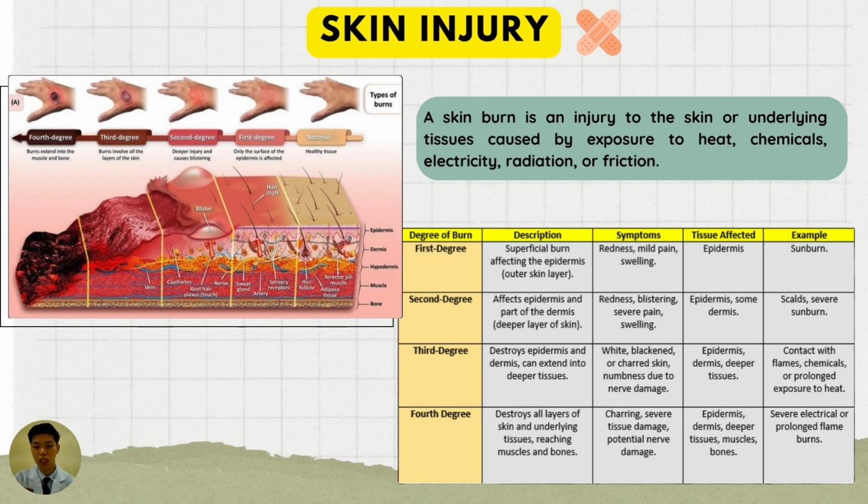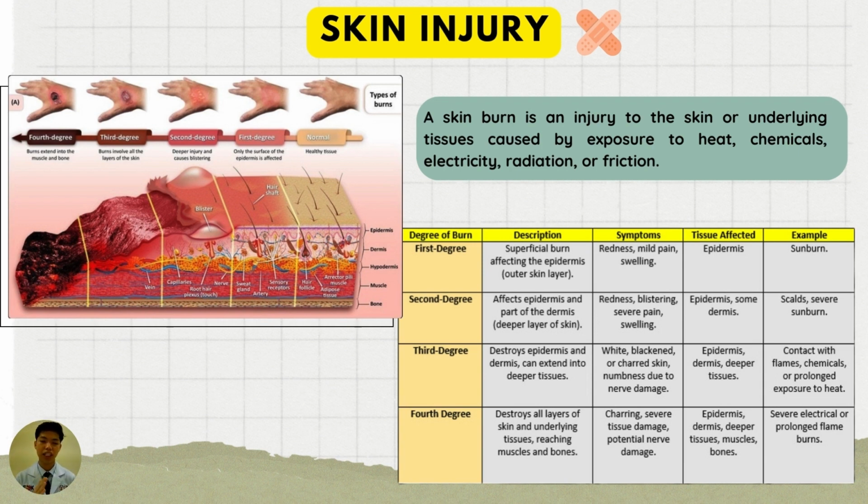So for the first one, first degree burn. Superficial burn affecting the outer skin layer. The symptoms such as redness, mild pain, and swelling. The tissue affected here is epidermis, and it is caused by sunburn.